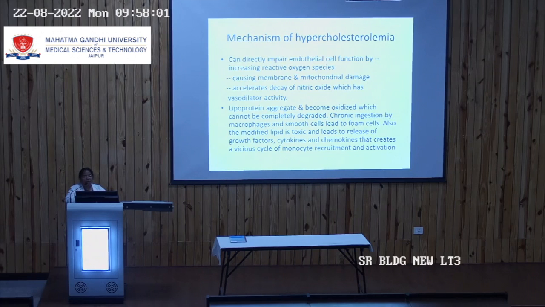So when the nitric oxide is destroyed, what will happen? It will have a vasoconstrictive effect if there is no vasodilator. So this will again result in less amount of blood flowing into the lumen and ischemia.